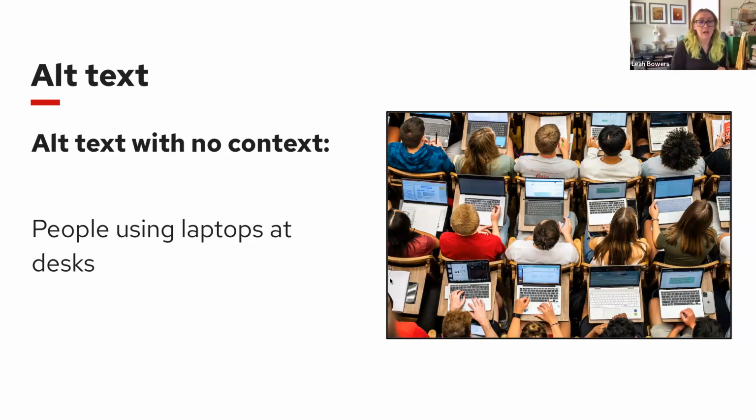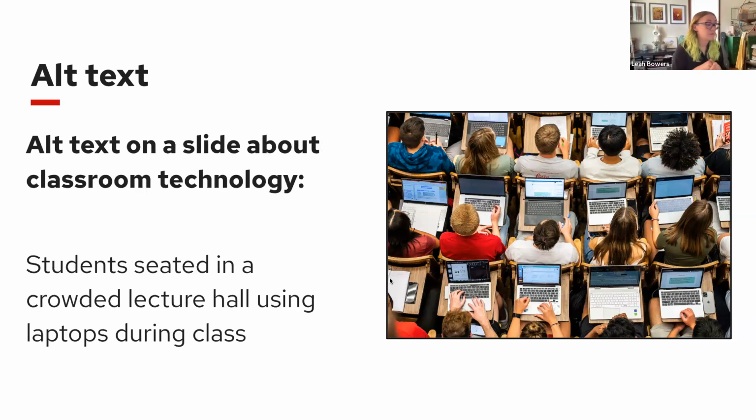So for example, I could give the image on this slide to you with as little context as possible. People using laptops at desks. But if the presentation were about modern students or classroom technology, I might say something like, students seated in a crowded lecture hall using laptops during class. It gives just a little more information and evokes a feeling of a cramped and outdated space that wasn't designed to be used the way that students use classrooms today.